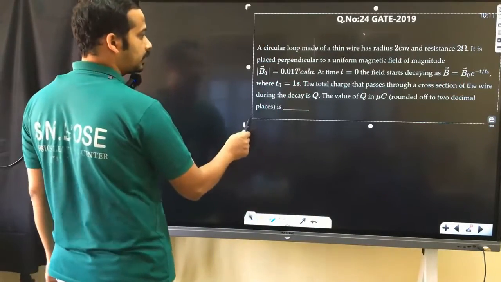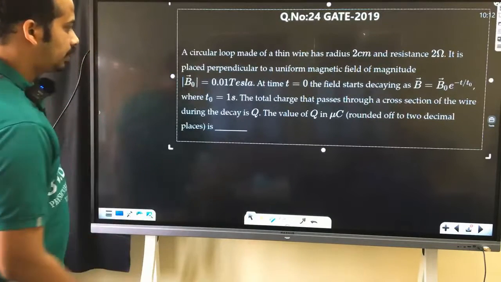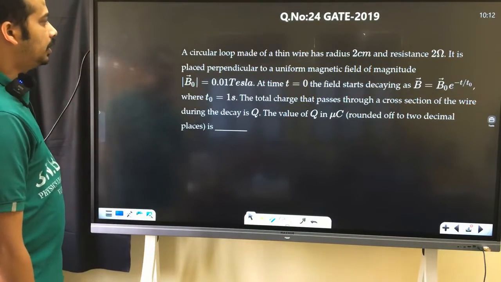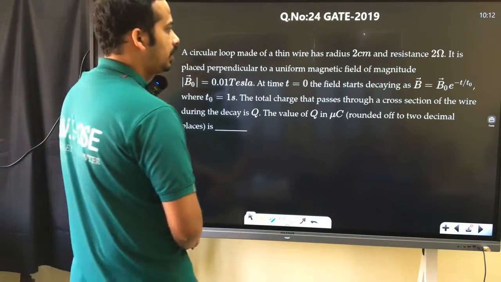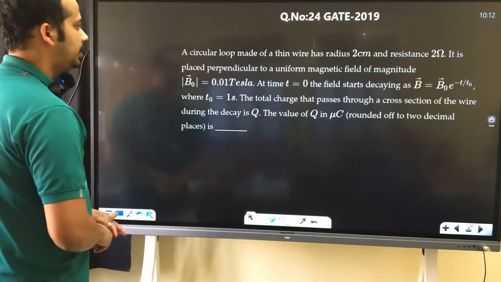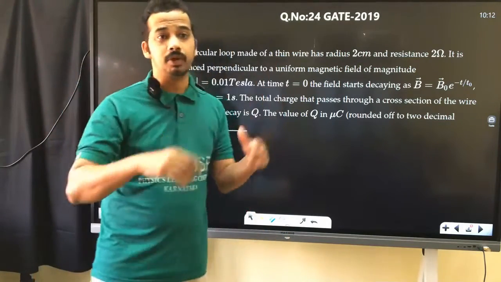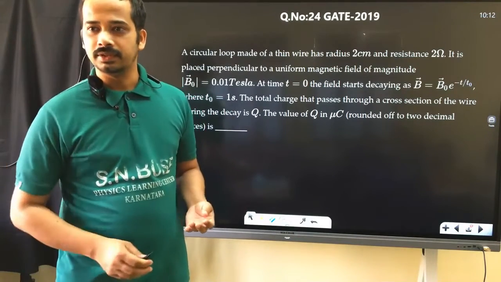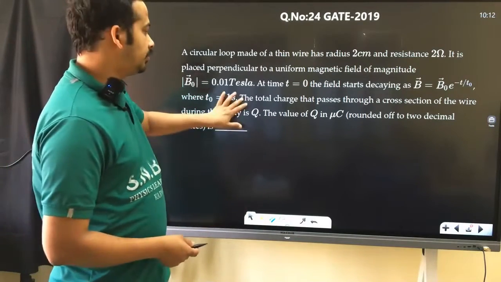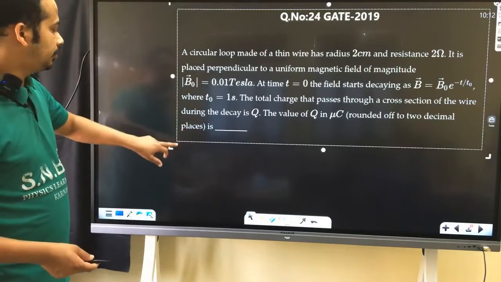Now look here. I'm saying, suppose you miss anything, that's why I took this question. Otherwise, I wanted to get into that radiation chapter. A circular loop made up of thin wire has a radius of 2 centimeter and resistance 2 ohm. It is placed perpendicular to a uniform magnetic field. The magnetic field is uniform, but it is time varying. Uniform means with respect to space, changing means with respect to time usually. He said it is a uniform magnetic field.